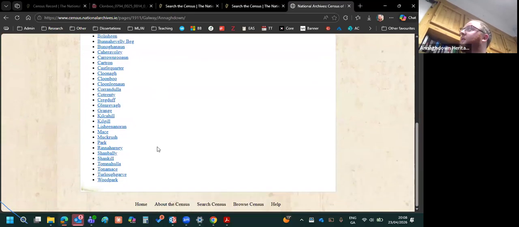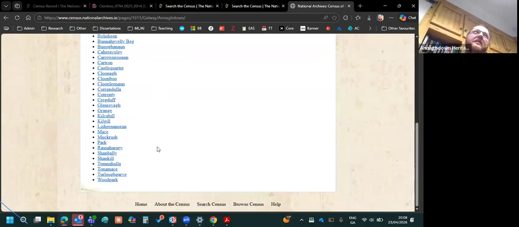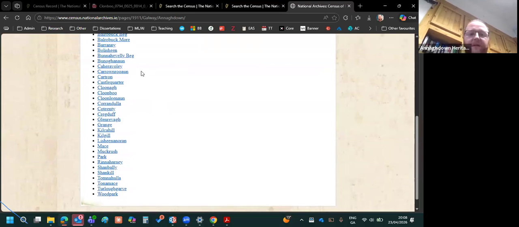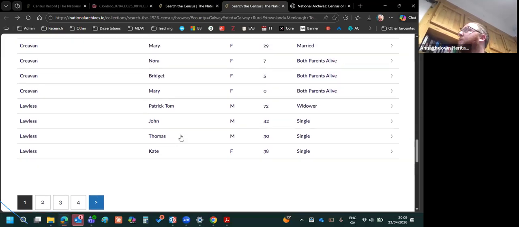Mostly spelled according to the Place Names Branch standard spelling, which is now not the case on the 1926 census. So a lot of the townland spellings on the 1911 census are different in 1926. Clonboo, for example, has one O in 1926, and CLOON is the official spelling. So that's something to keep in mind. If you can't find the townland, it might just be spelt differently.